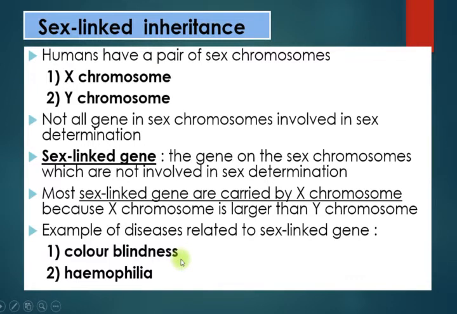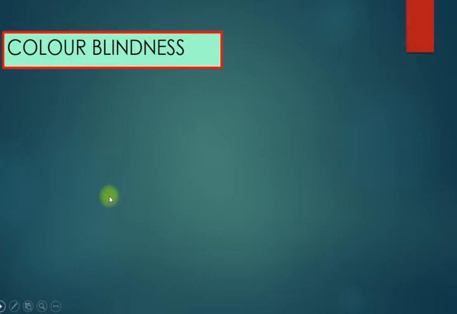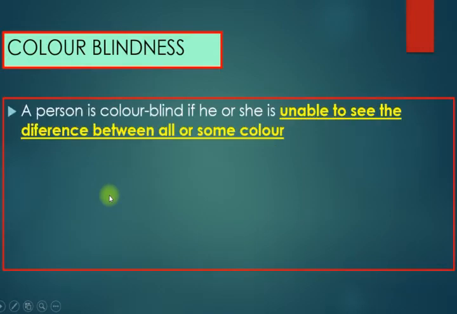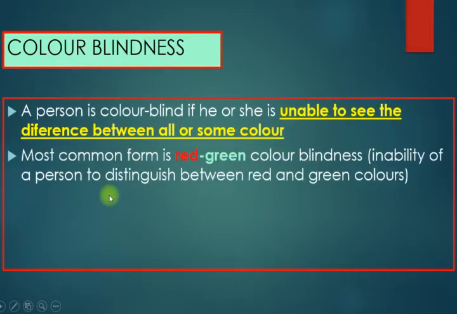What are the diseases? Color blindness and hemophilia. In color blindness, color blindness in Malay is buta warna. A person is colorblind if he or she is unable to see the difference between all or some colors.